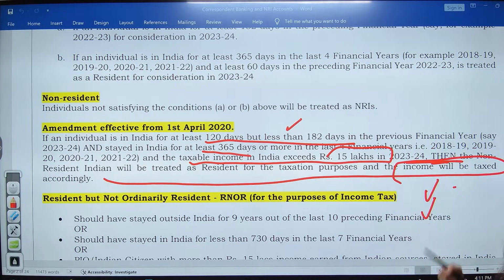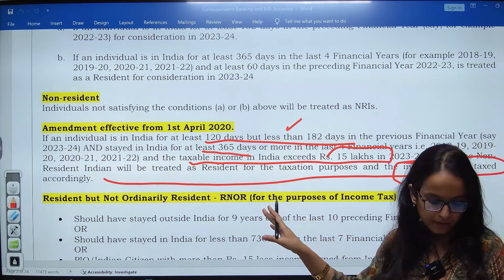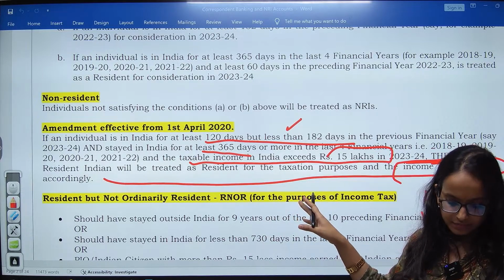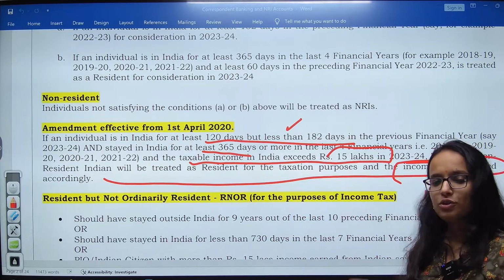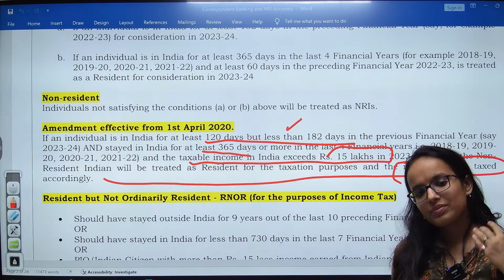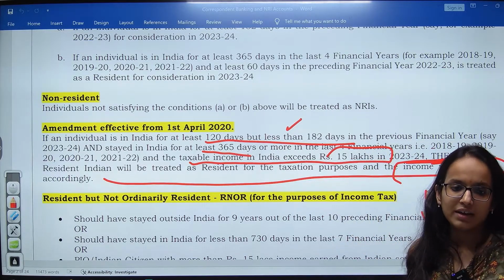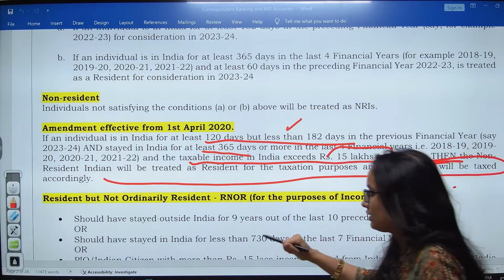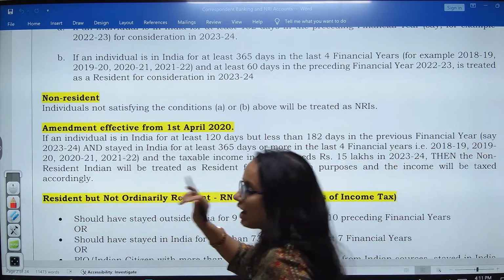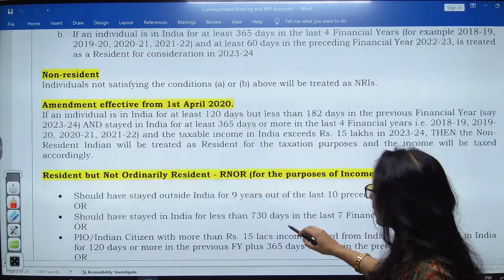So this is something important which you need to know. I hope this is clear. This is all theory, I cannot explain it, so we have to understand and remember the clauses as they are. Now I hope the NRI and resident difference is clear to you.